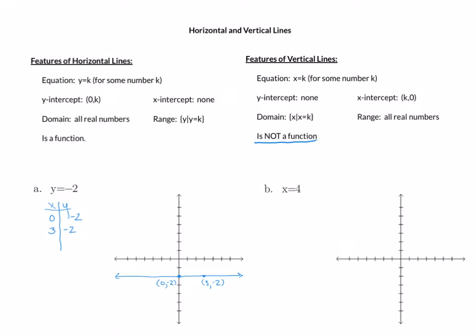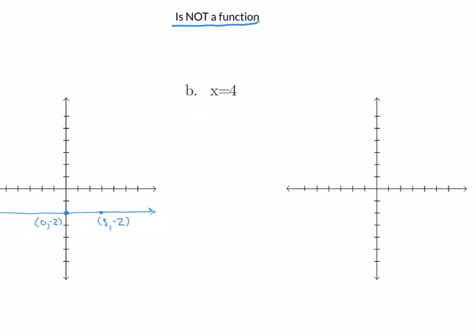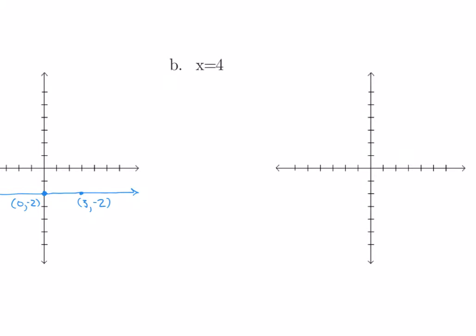All right, so let's look at an example. Let's look at example B. We have x equals 4. Again, I'm going to create a table so that we can get some points. So we're going to get x equals 4. When x equals 4, let's say y is 0. Another point that we can put is (4, 2). X equals 4, y can be 2.